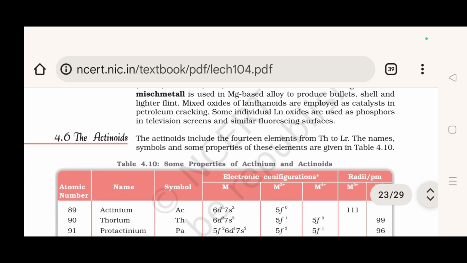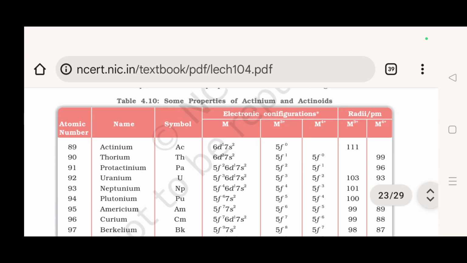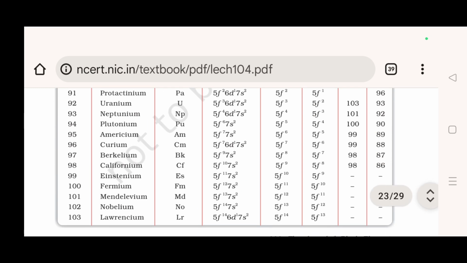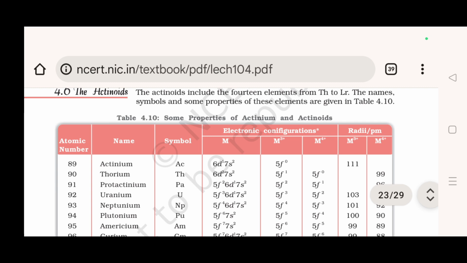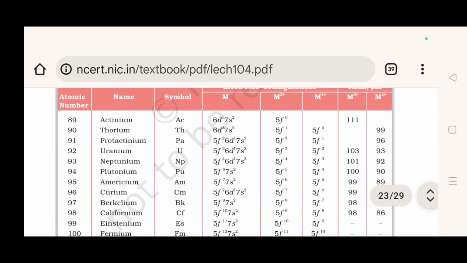Now we will discuss the actinides. The actinides include the 14 elements from Th to Lr. The names, symbols and properties of these elements are given in table 4.10. The atomic number starts from 89 and ends at 103, including the elements actinium, thorium which stands for Th, and Lr, which stands for lawrencium.